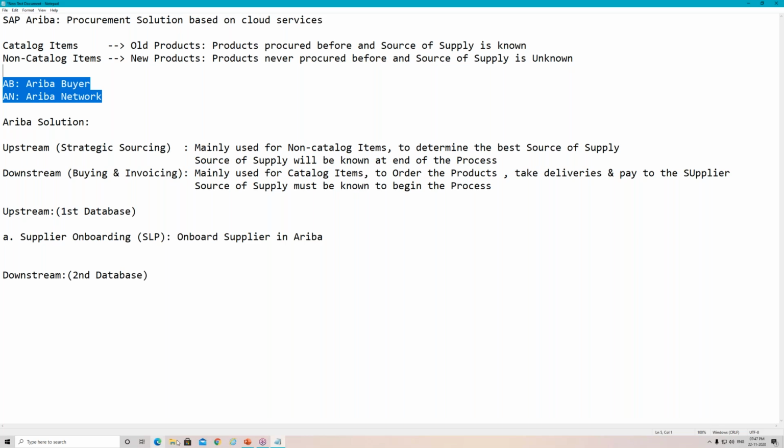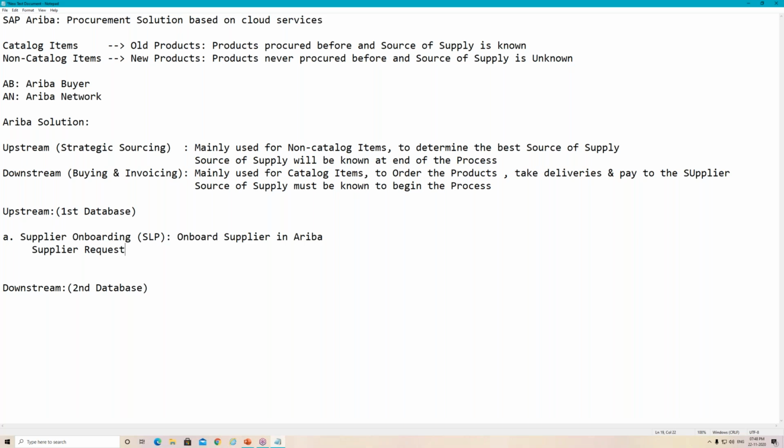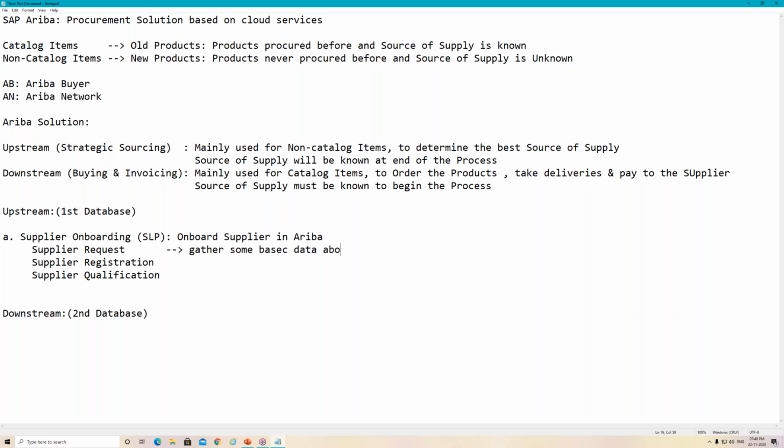Yeah. So let us try to understand some more points over here. Onboarding a supplier in Ariba means in Ariba Buyer also you have to onboard, and you have to ask the supplier that you register in Ariba Network also. So that is why there are three steps. Supplier request. So what will we do in supplier request? In supplier request, we will basically gather some basic data about the supplier.